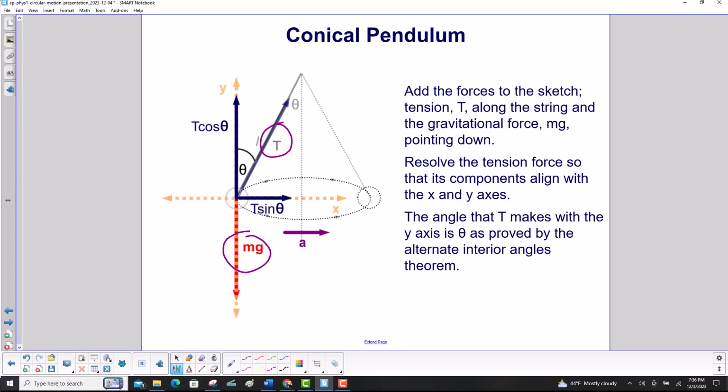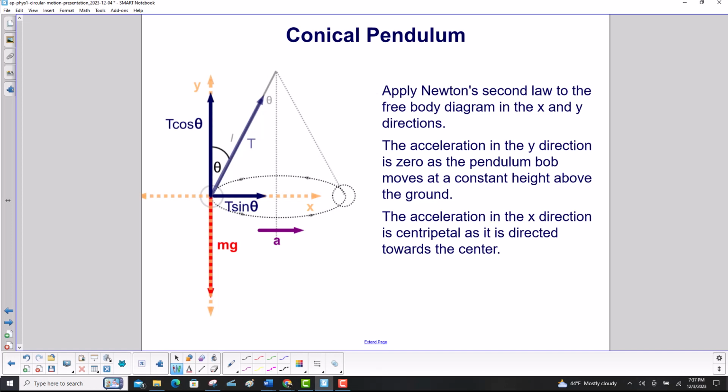Resolve the tension force so that its components align with the x and y axes. So we have T cosine theta on the y-axis, T sine theta on the x-axis. The angle that T makes with the y-axis is theta, as proved by the alternate interior angles theorem. This guy is equal to this guy, alternate interior angles.